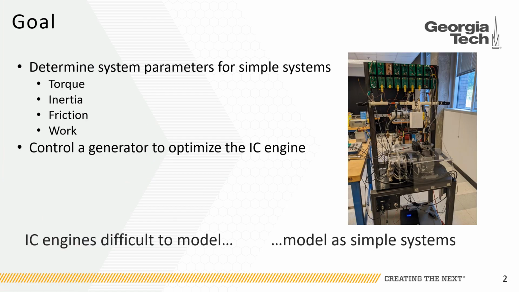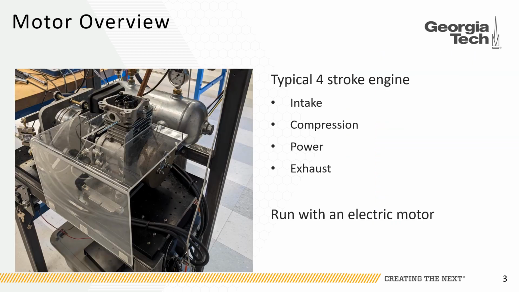The goal for this lab is going to be determining the system parameters for simple systems like torque, inertia, friction, and work from this motor and the control generator to optimize the IC engine. The way we're going to solve for these system parameters is to identify simple systems and make small experiments that will help us determine each one of these.